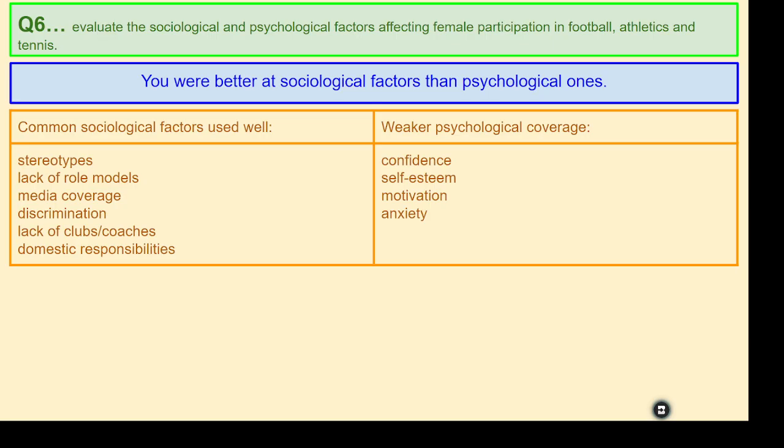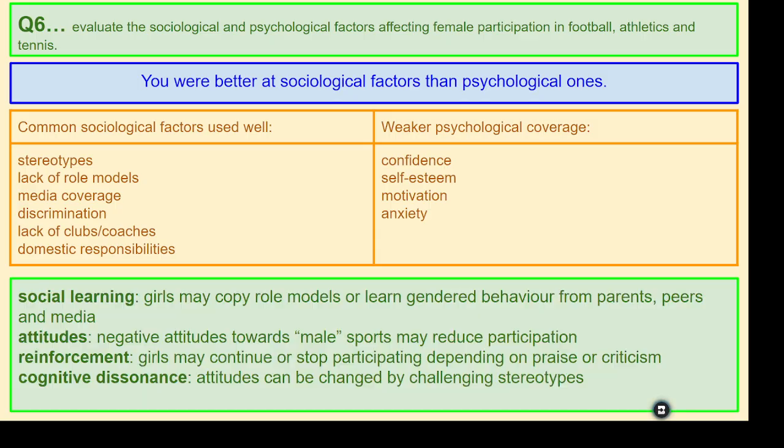This bit is about looking at a specific answer. Question 6 was a synoptic question. We did this synoptic question last week. We talked about it. You as a class are generally much, much stronger at your sociological answers than your psychological answers. Good common sociological factors were things like the words stereotypes, role models, media coverage, discrimination, lack of clubs, domestic responsibilities. The weaker statements that you made, even though they might have been valid and might have got you marks, were confidence, self-esteem, motivation, and anxiety.